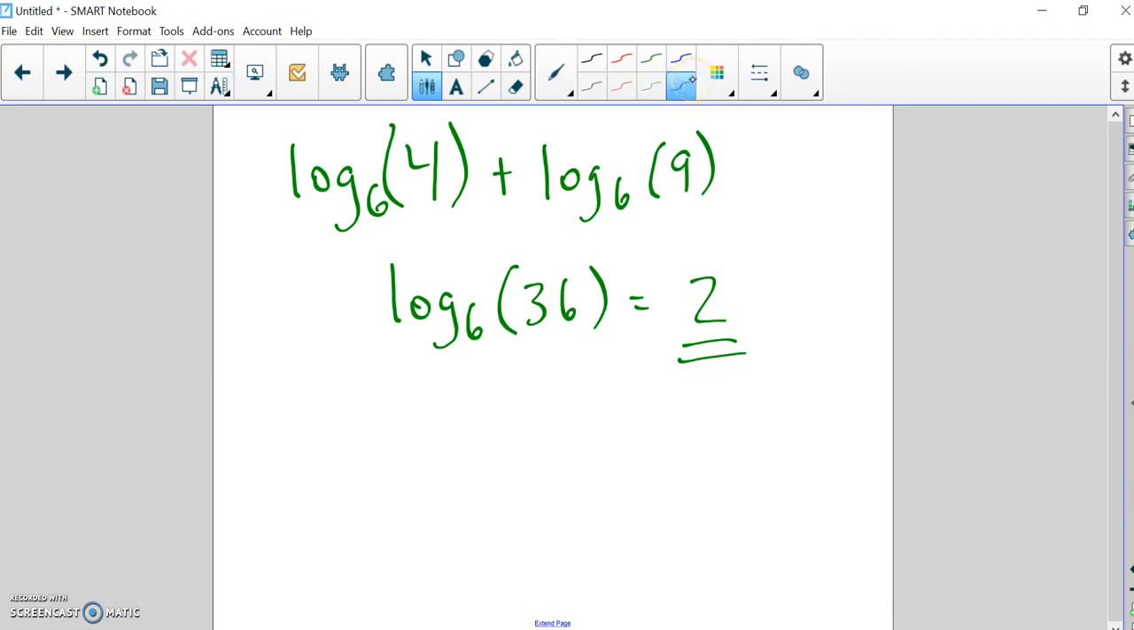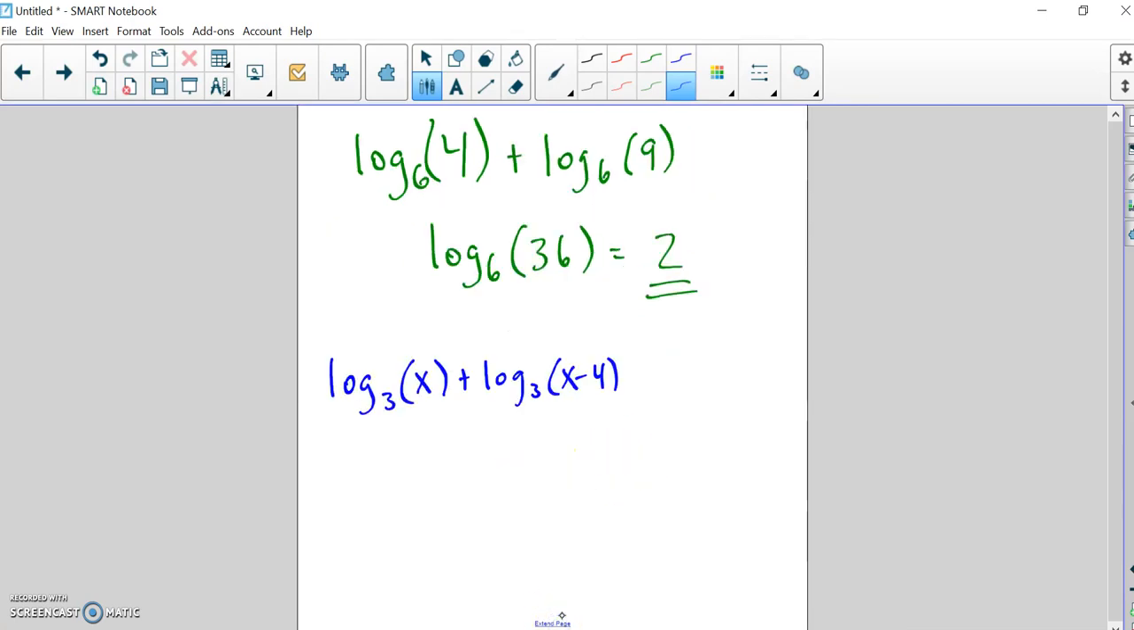So this property will allow us to evaluate some things that could not be evaluated without the product property. I'll also make a side note here, because once we start doing equations next week, you'll see some things that look like this, say log base 3 of x plus log base 3 of x minus 4. You can also use the product property with this, even though it involves variables. You could change this into log base 3 of, and you can multiply this and this together. When we do that by distributing, we would end up with x squared minus 4x. So you can also use this property with variables as well. Okay, so we have the product property.